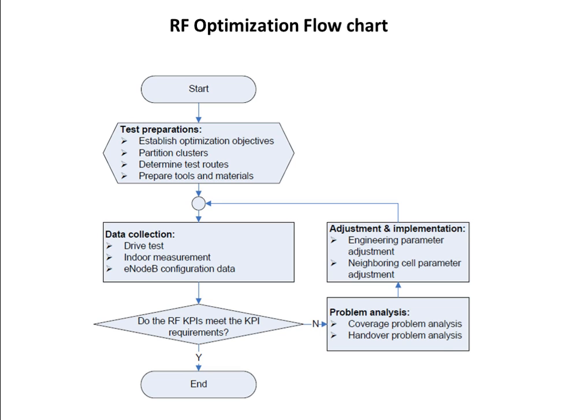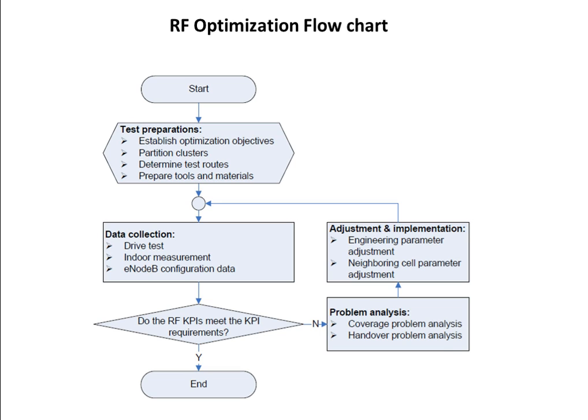So first we need to establish the optimization objectives. We need to do the partition of the cluster, define the drive test routes within the clusters, and prepare the tools and materials. At the same time, we need to do the data collection. We also need to do the indoor measurements and check the eNodeB configuration data.